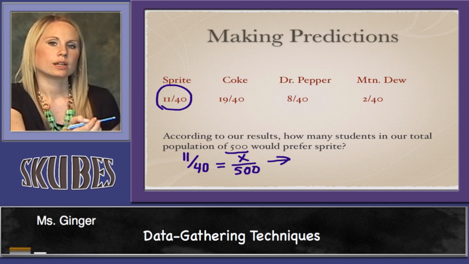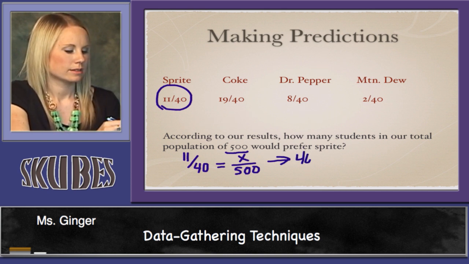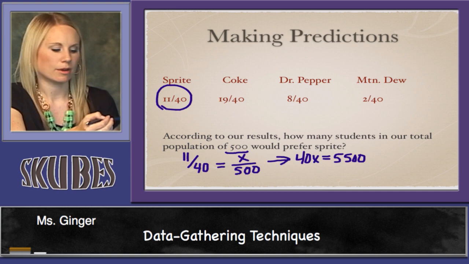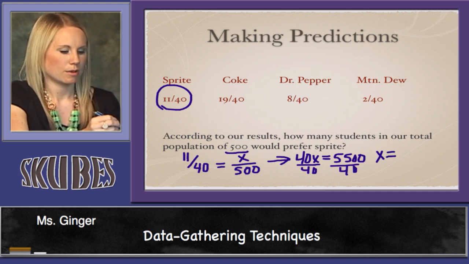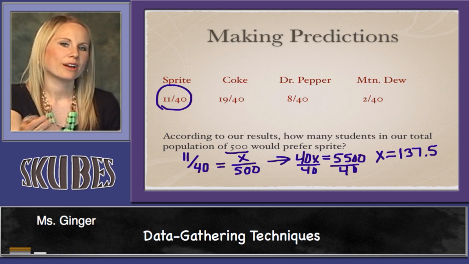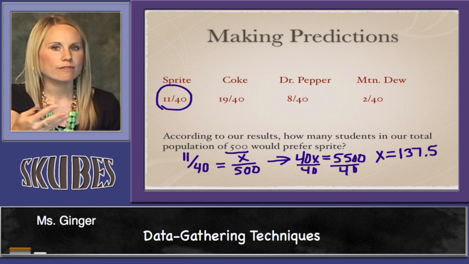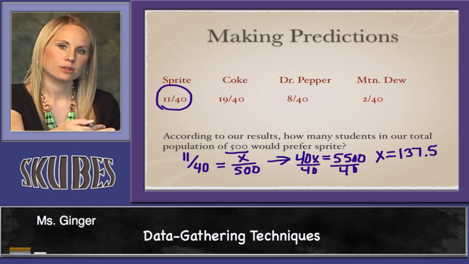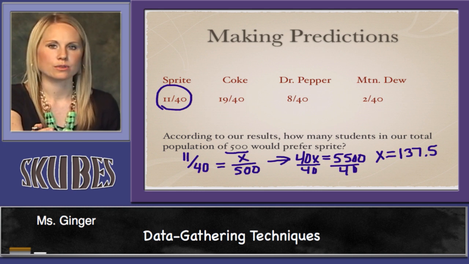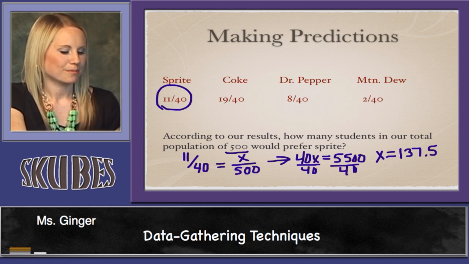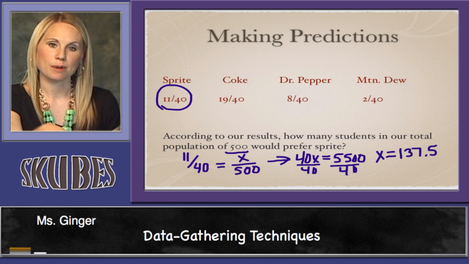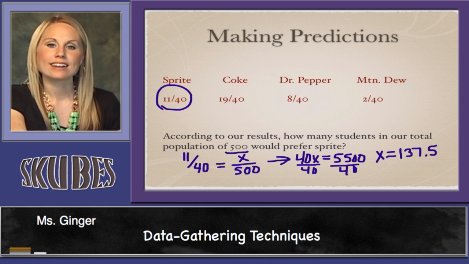All right, using cross multiplying, we're going to have 40x equals 5,500. We're going to then try to get x by itself and divide by 40. And we're going to come up with the results of 137.5. Now we know we can't have half of a person, so we'll round that either up or down however we want to. But roughly, probably based on our survey results, more than likely around 137 or 138 people would prefer this in our school. So this is how we will use our data gathering techniques to plan for an entire population. This concludes our lesson on data gathering techniques.